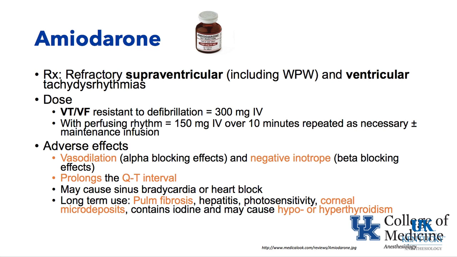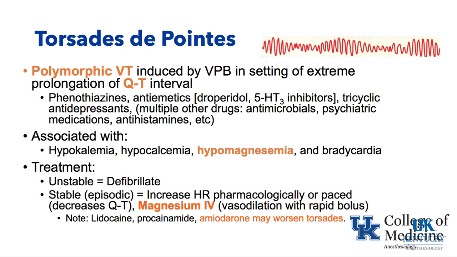And another one is because it contains iodine, it can mess up the thyroid, causing both hyper or hypothyroidism. And torsades is the last topic, or polymorphic VTAC. Polymorphic because it has many forms. You look at the graphic up top, that's definitely not monomorphic, each one looking the same, but polymorphic. And in patients with prolonged QT interval, they're especially at risk for this dysrhythmia.